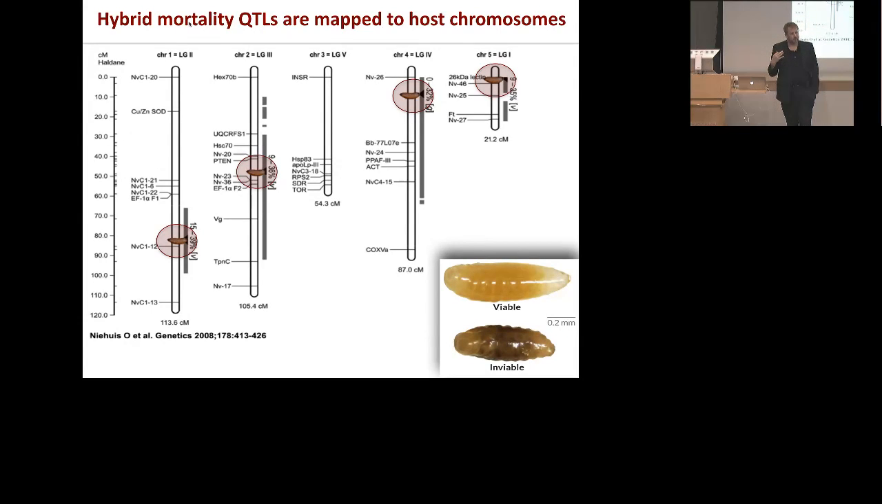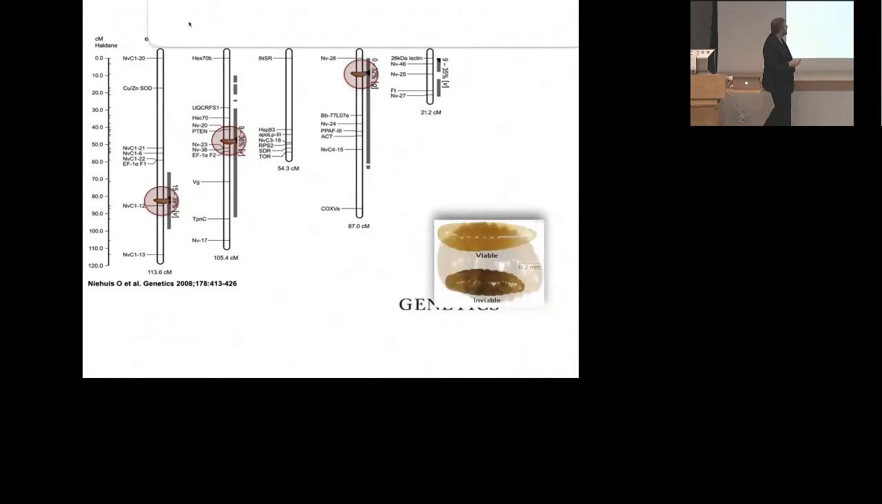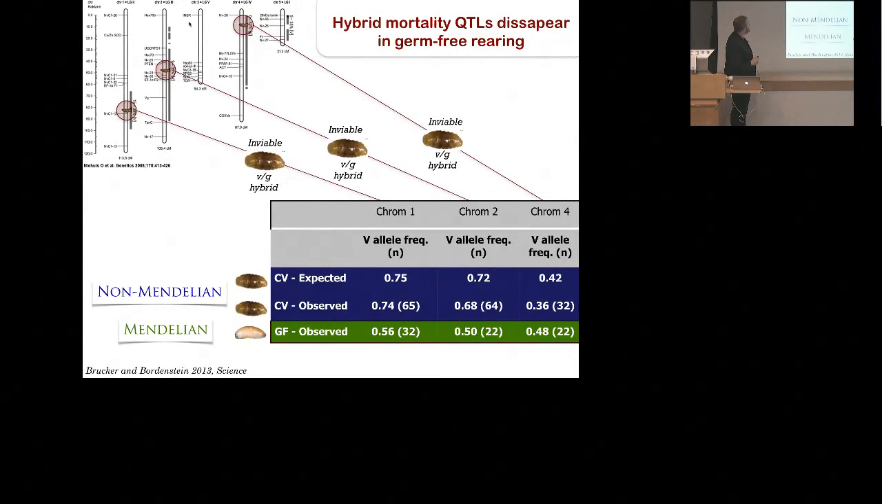So hybrid mortality QTLs are mapped to the chromosomes. Here we've shown that symbionts, the gut microbiome, are affecting the hybrid mortality, but on the flip side, we also have nuclear genes that have been mapped and statistically associated with the hybrid mortality. What's the connection here? We believe these regions, if they're associated with mortality, should be interacting with the microbiome. What we do to determine that these regions are significant QTL factors is look for non-Mendelian ratios of these particular QTLs. The expected marker ratio distortions from Mendelian ratios were the following, from some previous work.